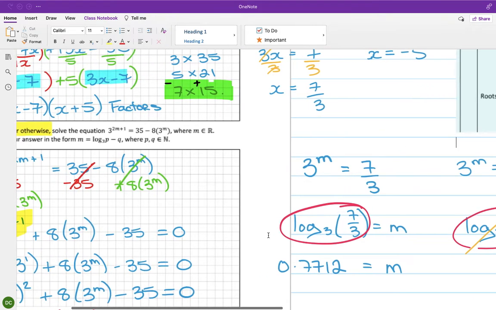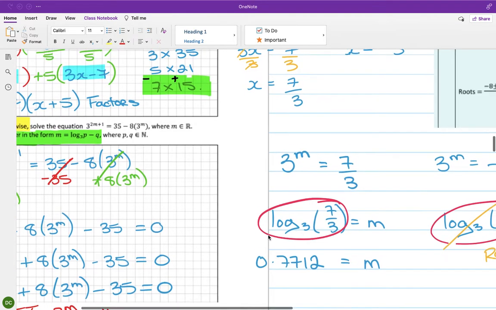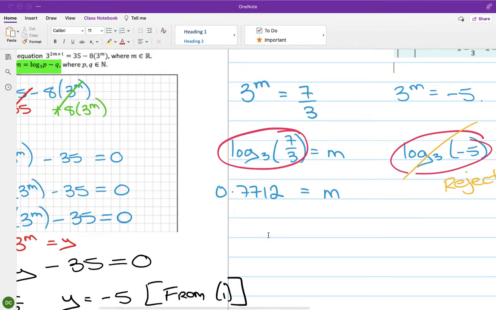Okay, so let's go back just to get an idea of the answer. I don't know how many decimal places. So give your answer in the form log to the base 3 of P minus Q. Oh, tricky. Okay, hang on now, watch. Right, so turns out we don't need this. Now, if I was in an exam, I wouldn't rub it out, I'd just cross it out because we don't need it. I thought it was going to say like to 3 decimal places. It didn't.